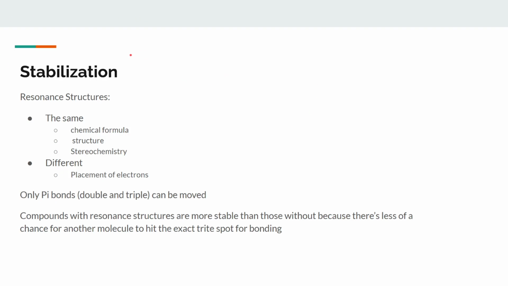Stabilization. So here I'm going to talk about resonance structures, which have the same chemical formula, structure, stoichiometry, but different placement of electrons. Here for my example, let's draw it out, 1, 2, 3, 4, 5, 6. Let me put a double bond on there, double on there, double on there.